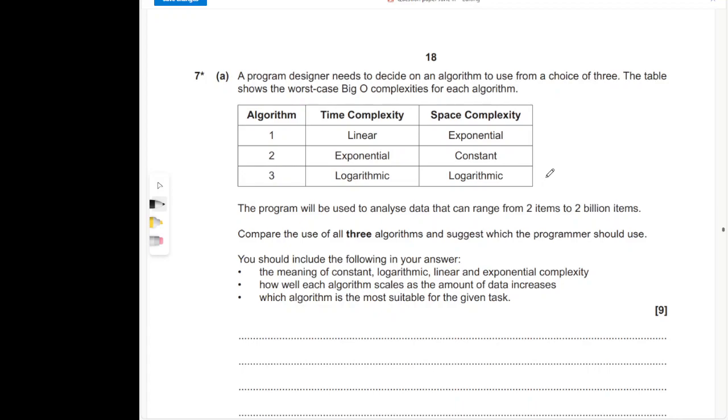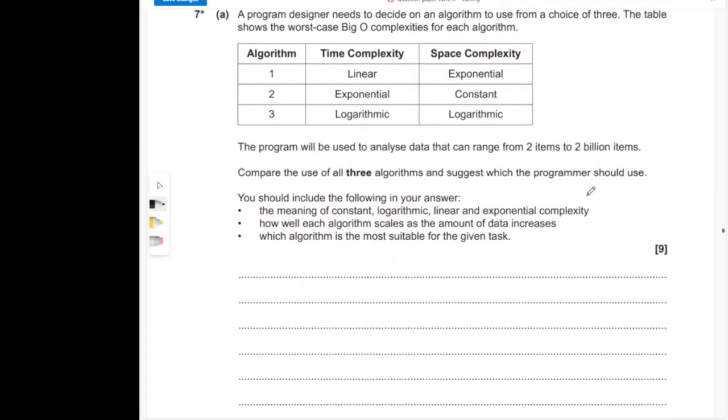It says it's going to analyse data. So it could be anything. It could just be doing averages for all we know. Compare the use of the 3 algorithms. So there is a comparative in the evaluation on this one. And suggest what they should use.